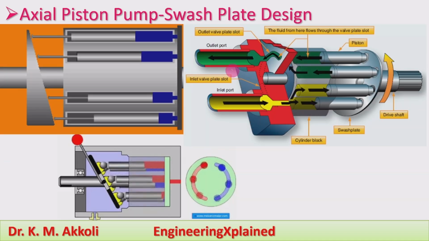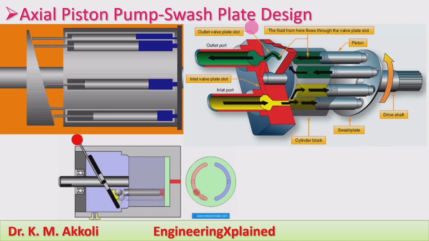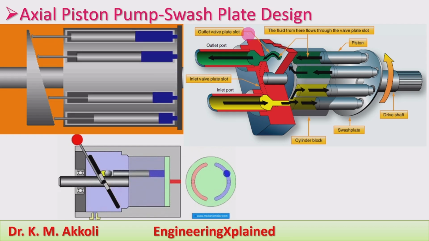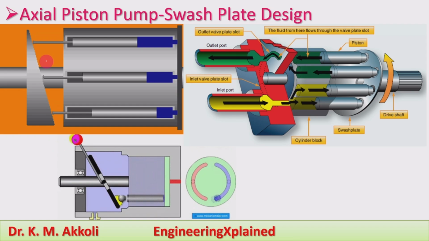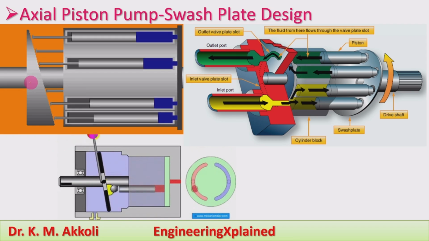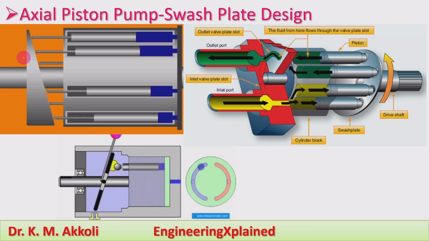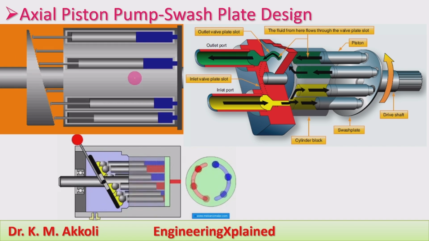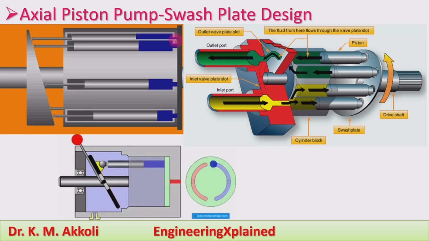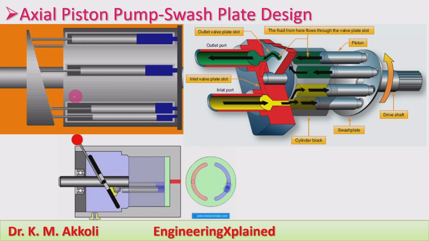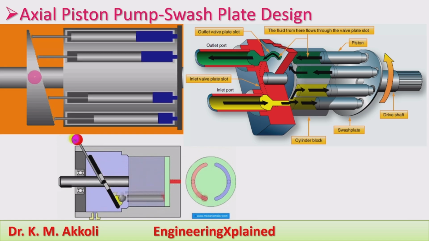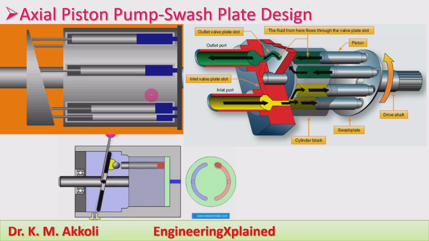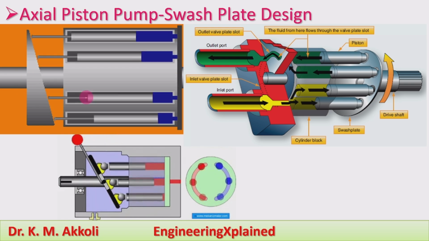Next, moving to the axial piston pump of swash plate design. Swash plate design means one plate is used, which can be stationary or connected to a shaft. If the piston and cylinder block are connected to a rotating shaft, the plate can be stationary, or the plate can be rotating. Depending upon that, one should be stationary and one should move.